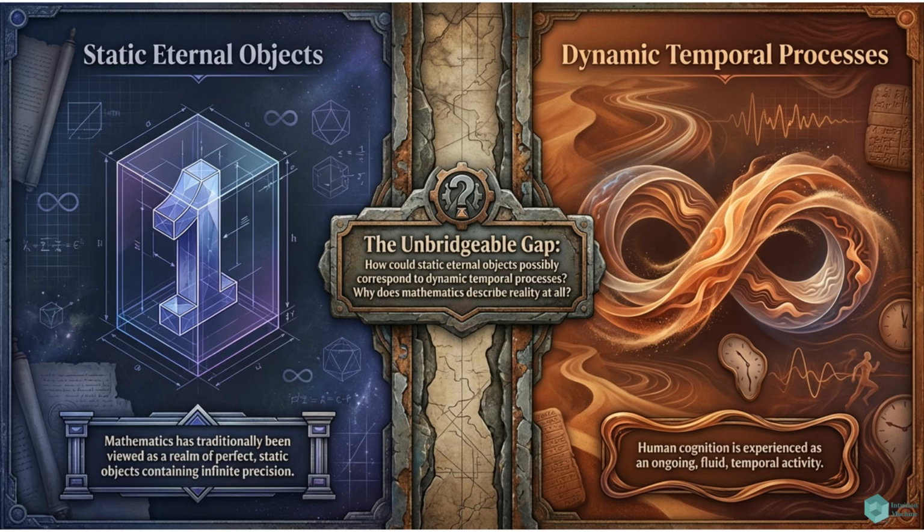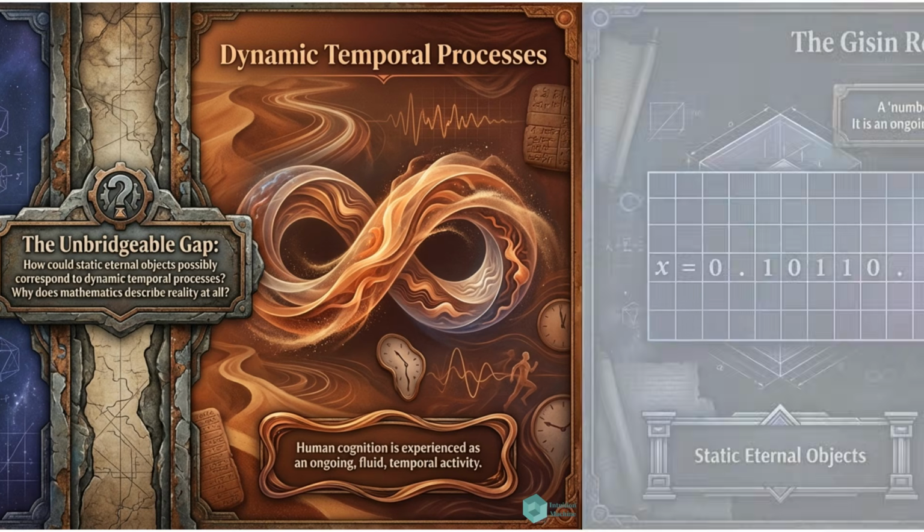The core problem is the unbridgeable gap between static, eternal mathematical objects and dynamic, temporal cognitive processes. Mathematics is traditionally seen as a realm of perfect, static objects, while human cognition is an ongoing, fluid, temporal activity.